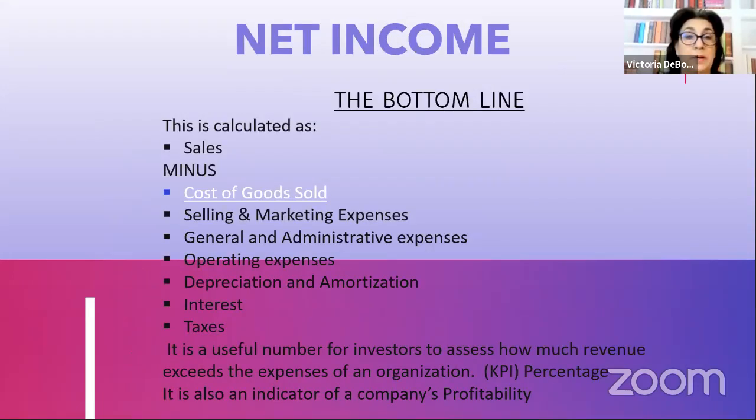So the bottom line is calculated as this. It's sales minus the cost of goods, the selling and marketing expenses, general and administrative, operating expenses, depreciation, amortization, taxes, interest. It's a useful number for investors to assess how much revenue exceeds expenses. It's your indicator of your company's profitability. And that can also be written as a percentage, as we'll see in the next slide, that you can use as a benchmark against other companies that are in your industry. You can see what other people are doing and how you are operating versus other companies.